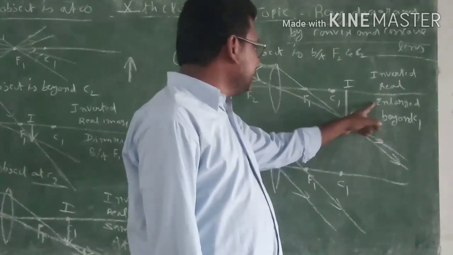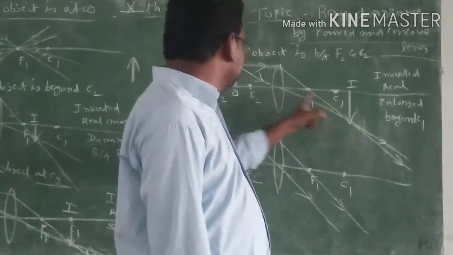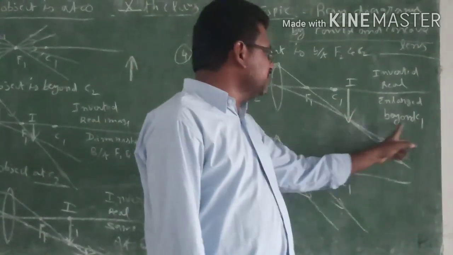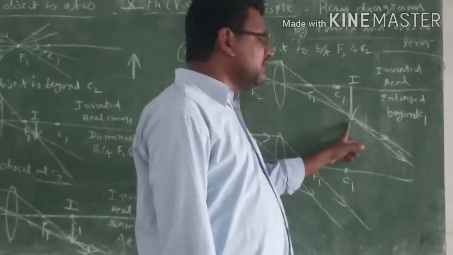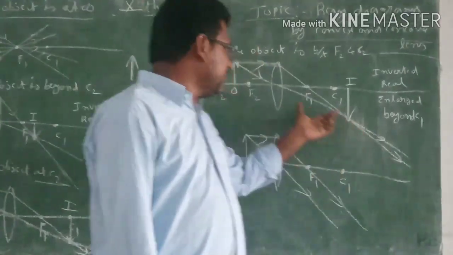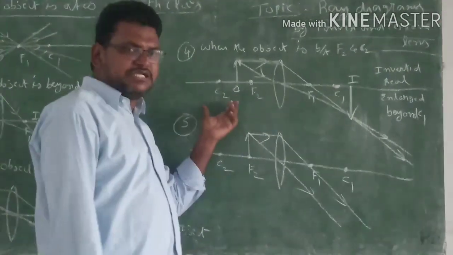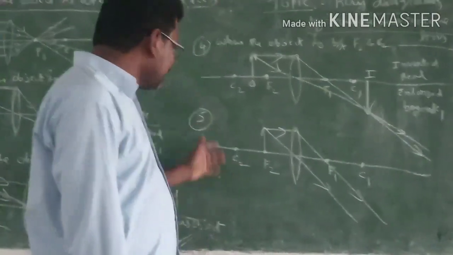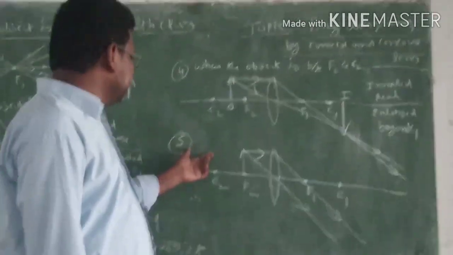And see here in dimensions, the size of the image is enlarged when compared to the object, and the position of the image is behind C1. So these are the characteristics of the image formed by a convex lens when the object is between C2 and F2. Now let's take the next case.